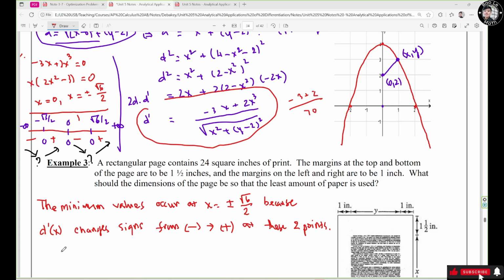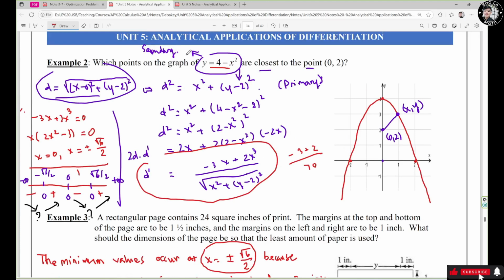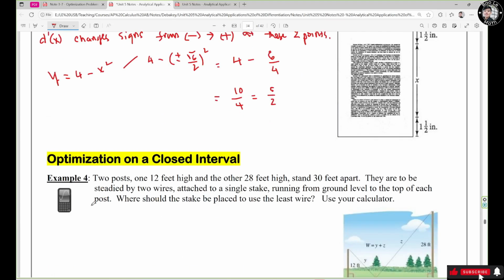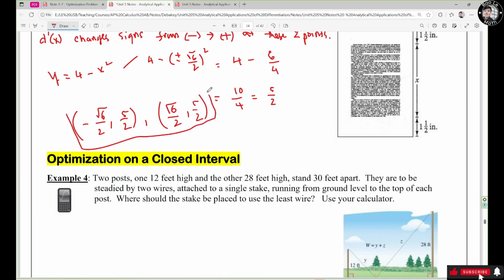Now you need to find the coordinates of these 2 points, right? So you need to substitute s equals plus and minus root 6 over 2 back into the equation right here to solve for y, right? So I have y equals 4 minus s squared, right? So it's going to be 4 minus (plus and minus root 6 over 2) squared. So it's going to be 4 minus 6 over 4, right? So it's going to be 10 over 4, and simplified it's going to be 5 over 2, right? So you have 2 points: negative root 6 over 2 comma 5 over 2, and the second one root 6 over 2, 5 over 2, and this is the final answer.